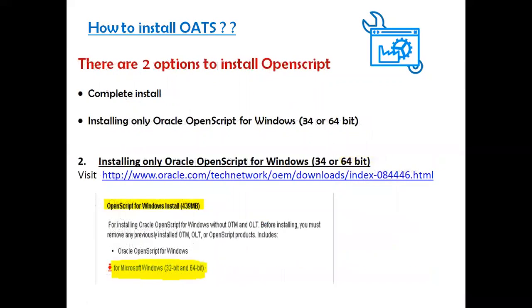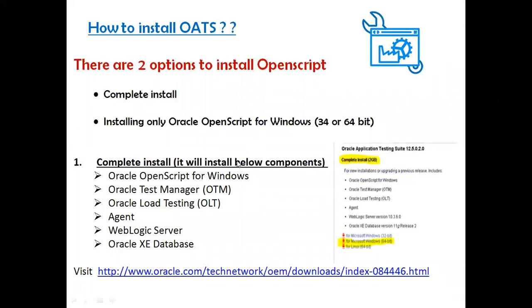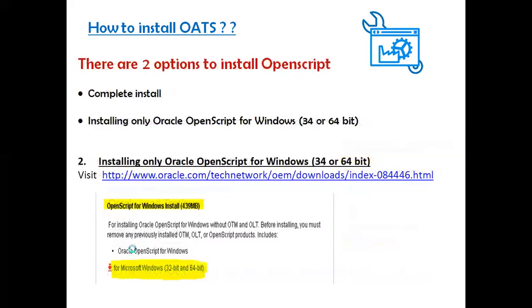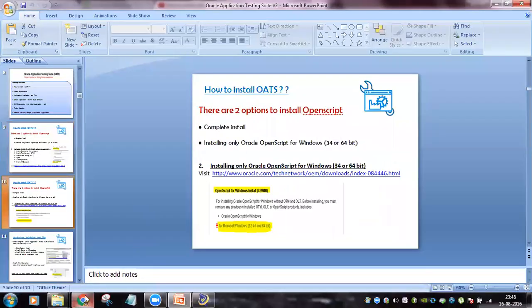The other way is installing only Oracle OpenScript for Windows, which is a 439 MB file, and with this you are going to get only Oracle OpenScript on your machine and not the other tools like Oracle Test Manager or Oracle Load Testing. But if you install the first one, the complete install, you are going to get OpenScript, and along with it the other products: Oracle Test Manager, Load Testing Agent, WebLogic Server, and a database. Now let's see quickly how to install.